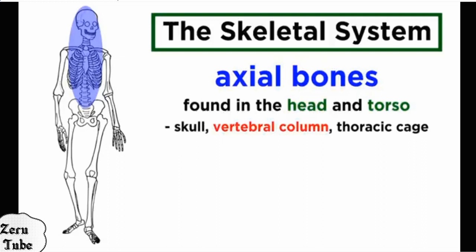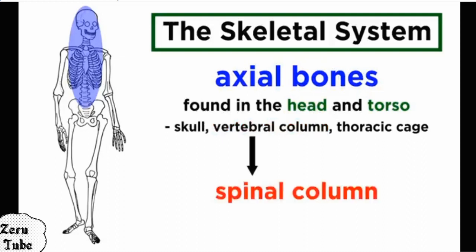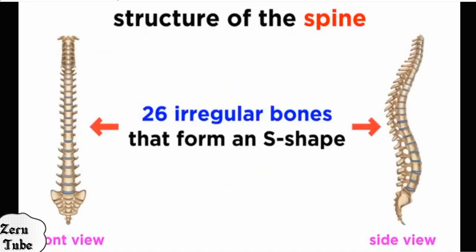Let us see the bones which are included under the axial bone, which is the vertebral column. One is the skull, the other is the vertebral column. So we have a spinal column. So we have 26 irregular bones that form the shape of the body, giving the human an S-shaped form.